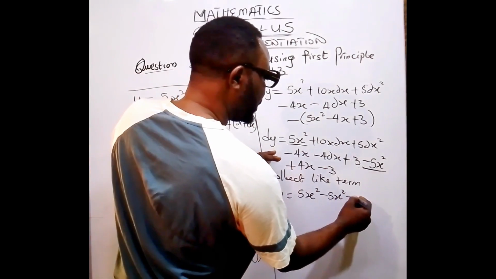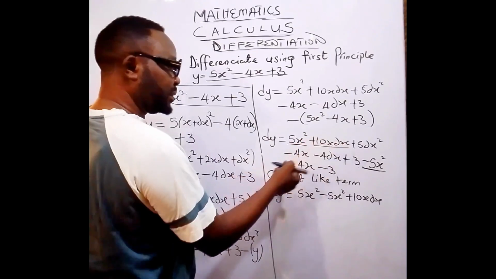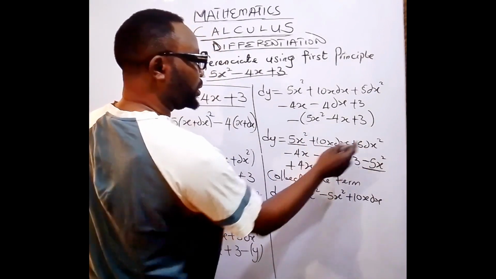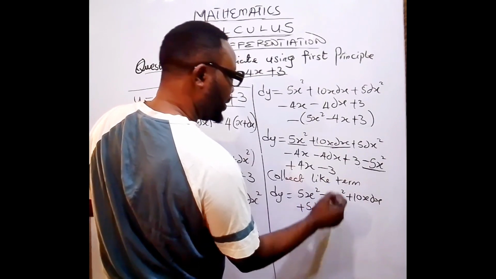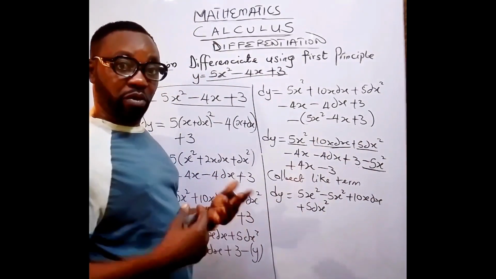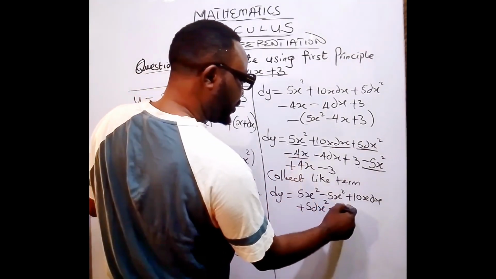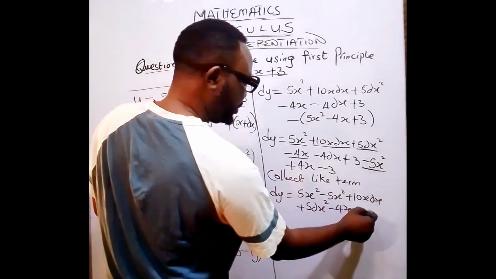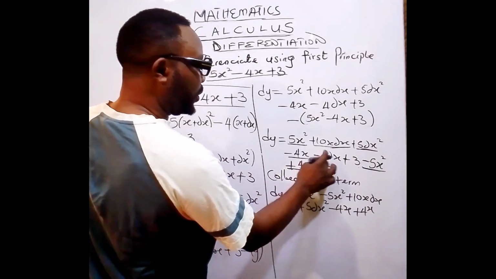So we have plus 10x dx. Does any other term look like 10x dx? Do you have any x dx there? No. So what is the next one? Plus 5 dx squared. Do you have any other dx squared value there? If you look at it, no other dx squared value. So that one has already gone. Then minus 4x. Do you have any other x value there? This is also plus 4x. Good. Plus 4x. Remove this as well.